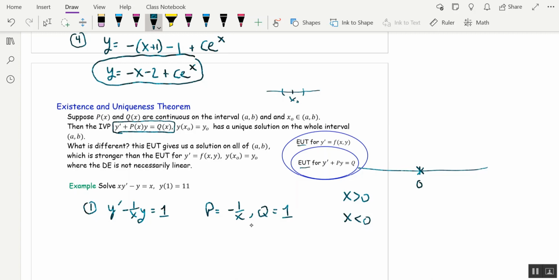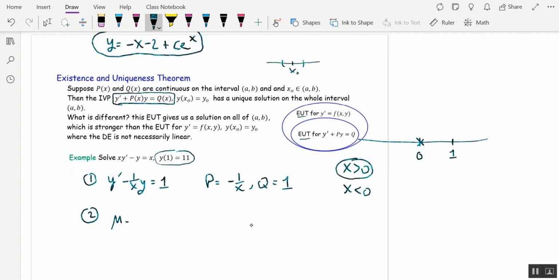I always pick positive if I'm given a choice, but if you're given an initial value problem, you're not given a choice. y of 1 is 11. Well, 1 is over here. So the choice has been made for us. We're assuming x is positive. So step 2, mu equals e to the integral of negative 1 over x dx, which is e to the negative ln of the absolute value of x, which is e to the ln absolute 1 over x. But x is positive, so that's 1 over x. And even if I weren't assuming that, I'm allowed to drop the absolute value when I do my mu anyway.